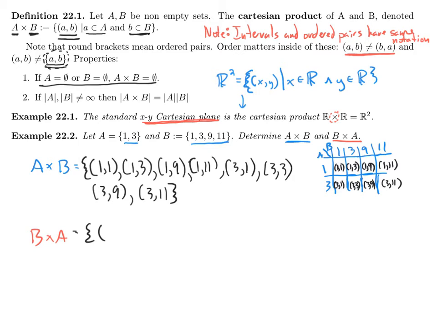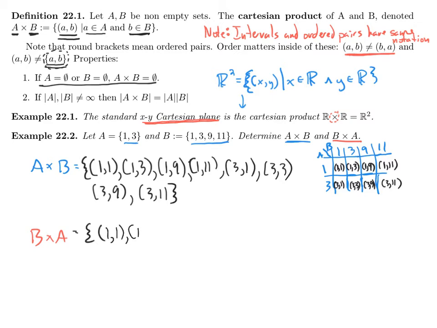So let's start with the first element from B, which is 1. So we'll have (1, 1) and (1, 3). Then we'll have (3, 1), (3, 3). Then we'll have (9, 1), (9, 3). And we'll have (11, 1), (11, 3). So let's just write them down.